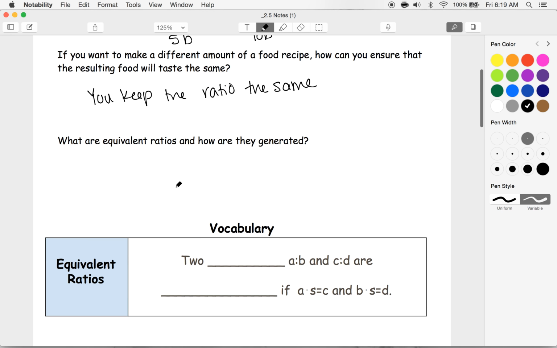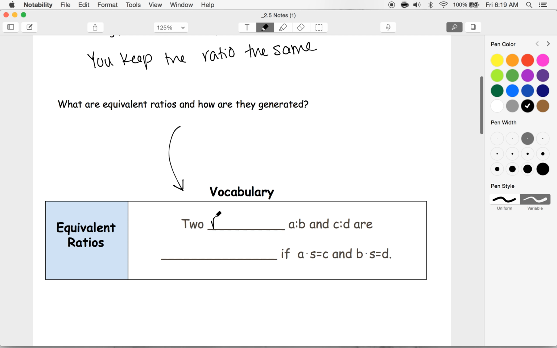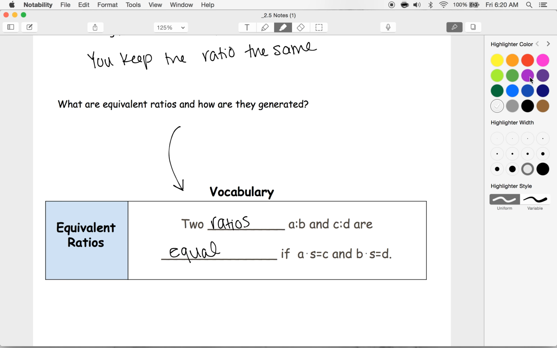So what are equivalent ratios and how are they generated? Well, we know that equivalent ratios are two ratios where A to B and C to D are equal, if we can find something that we can multiply between them.